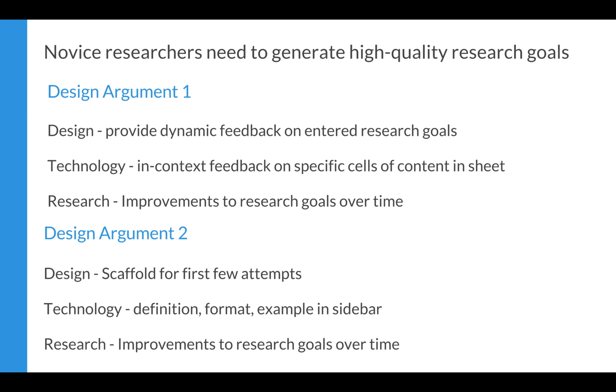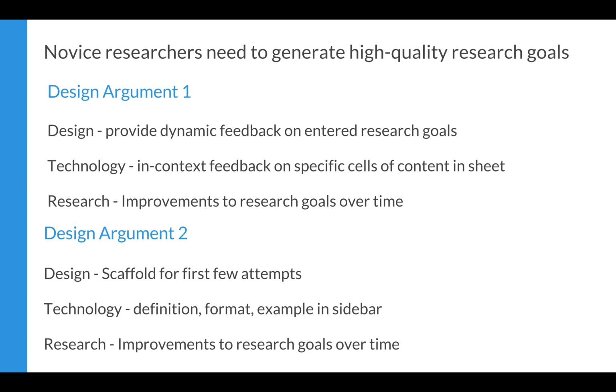So our next goal, for novice researchers generating high quality research goals, we have two design arguments. The first one is around providing dynamic feedback on the written goals that students enter. So we're thinking that the technology for this would look something like in-context feedback that addresses specific cells within our sheet. And the overall outcome here is that we'll see improvements to the written research goals over time.